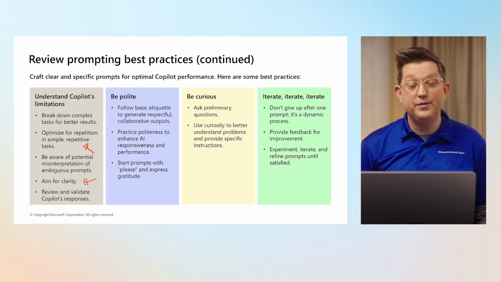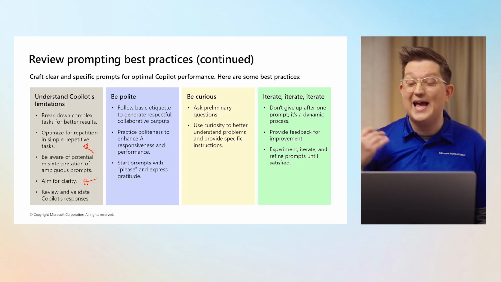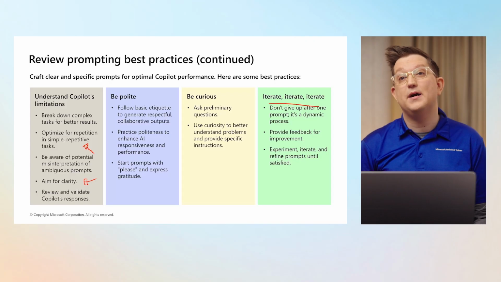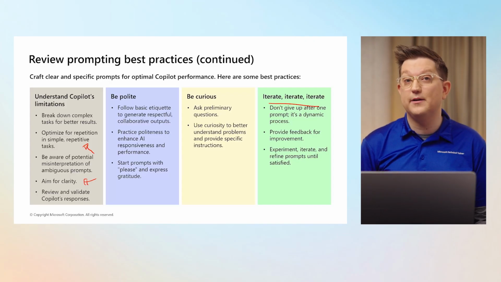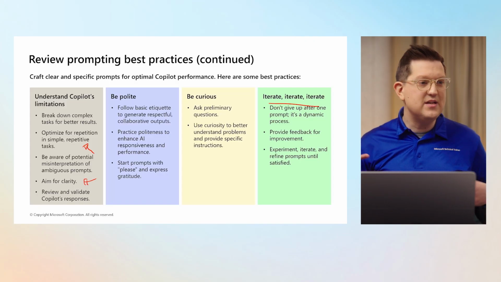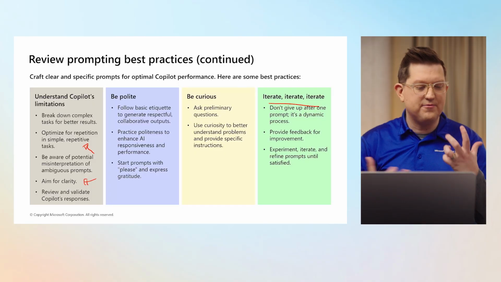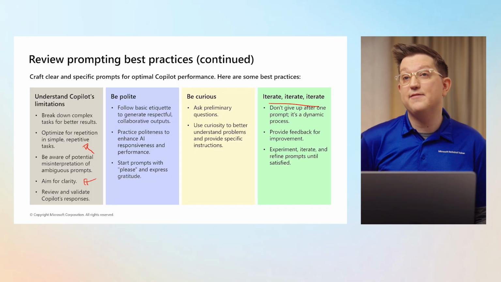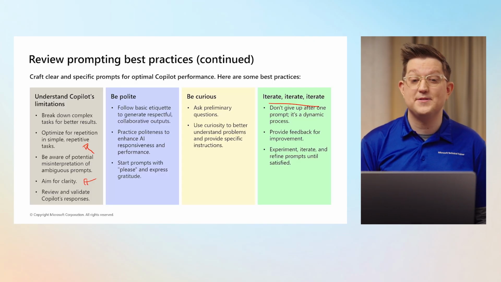Be clear. Say please, be polite, be curious and ask preliminary questions, and iterate. Iterate, iterate, iterate. This is the most important part of getting good at using Copilot. So provide feedback to it. Say, that's not what I was expecting. I want it more like this. Give it samples. Give different pieces of information. Do what you can to try and find the right sort of response.